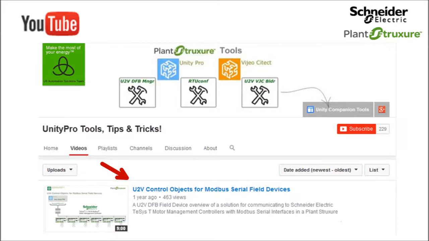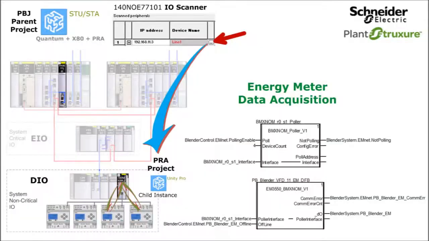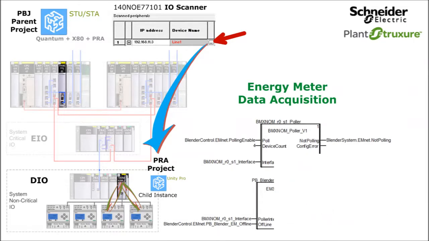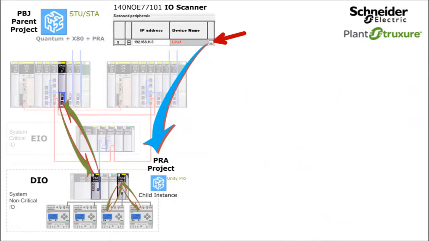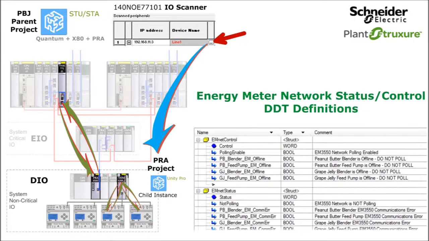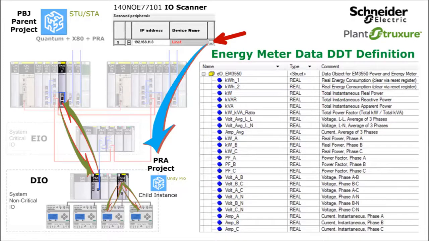To facilitate the management of the energy meter Modbus network from the Quantum application or externally, there are DDTs which contain the status and control necessary, and these will be a part of the X80 DIO drop data exchange. A DDT is also created and used to contain the energy meter data.